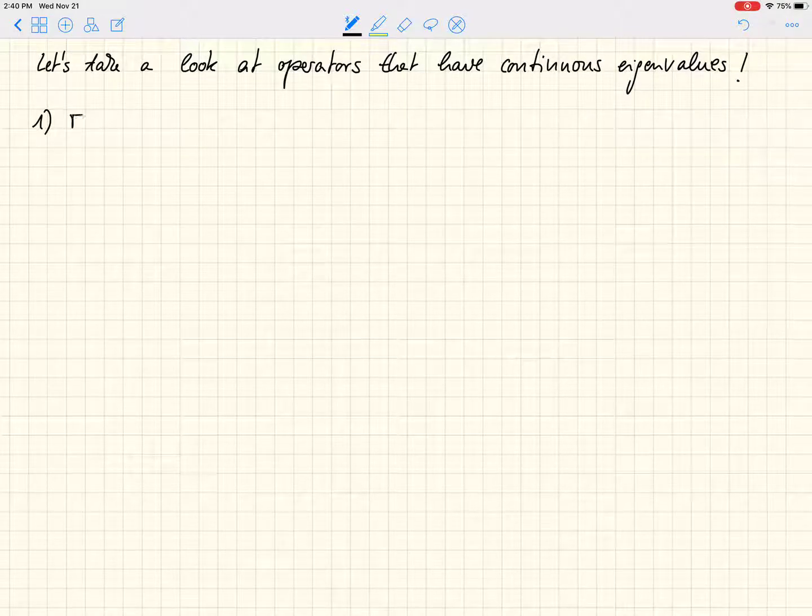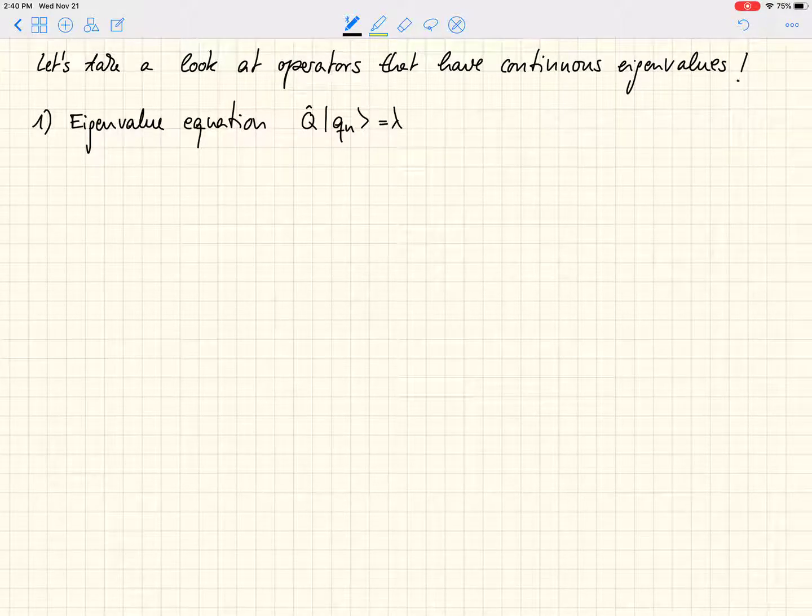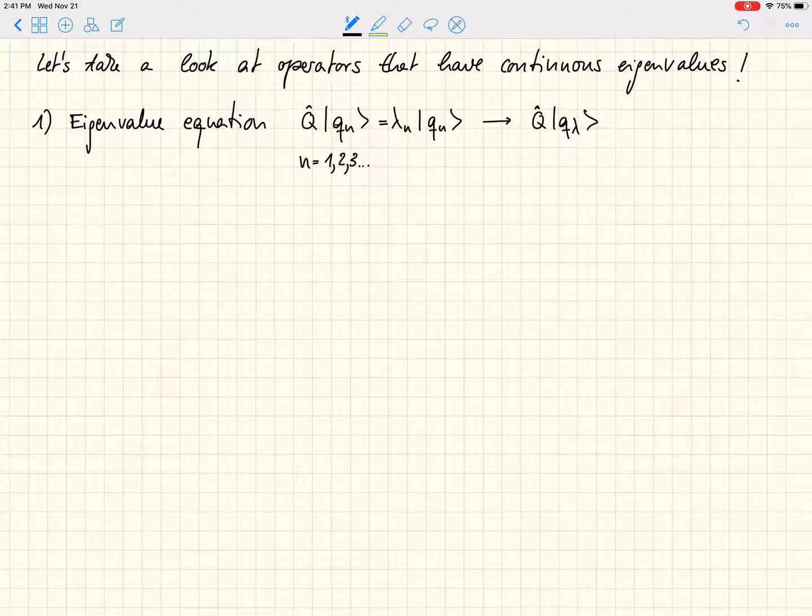So in the discrete case, we discussed that we have an eigenvalue equation for any operator. So Q|n⟩ is equal to eigenvalue times |n⟩, and here, n was labeling the different eigenstates and eigenvalues and was running, for instance, over the integer numbers. And in the continuous case, this looks just the same. Here the eigenvalue equation will be Q|λ⟩ equals λ times |λ⟩.